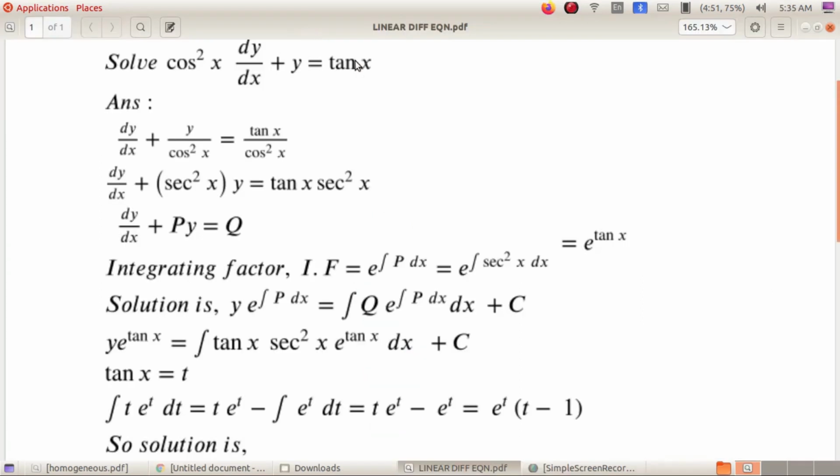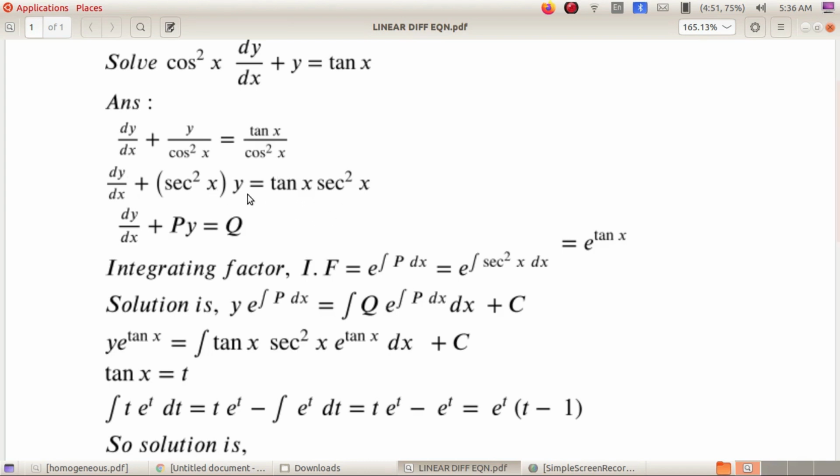Now here we have a problem. Solve cos square x dy by dx plus y equal to tan x. Now divide this equation throughout by cos square x. We get dy by dx plus y by cos square x equal to tan x divided by cos square x. Now 1 by cos square x is sec square x. So we get dy by dx plus sec square x y equal to tan x into sec square x.